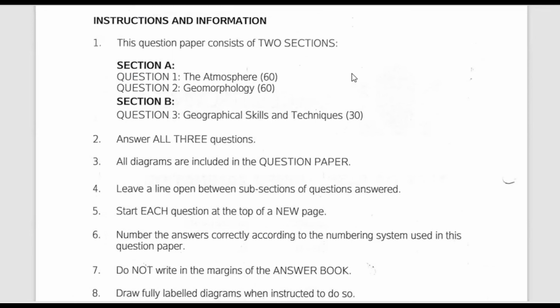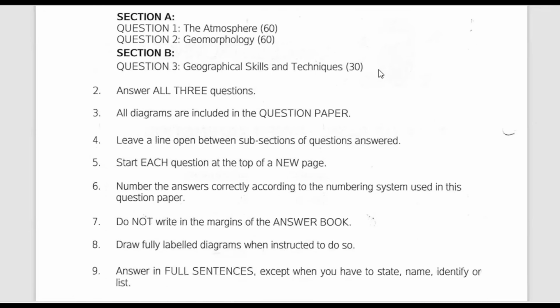When you are checking on the nature of the paper, it comprises section A, which is made up of question number 1 and question number 2. Each question, as usual, is 60 marks. A full question is 60 marks. The first question will be based on the atmosphere, and the second question will be based on geomorphology.